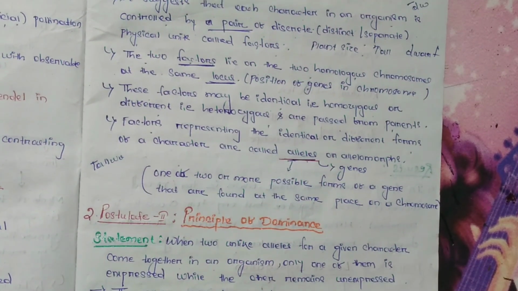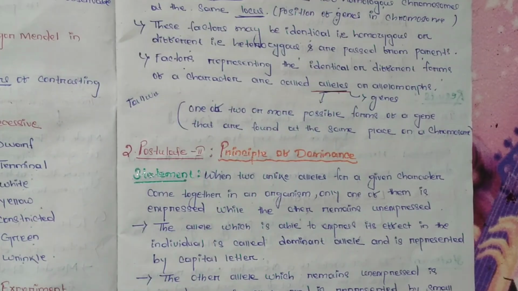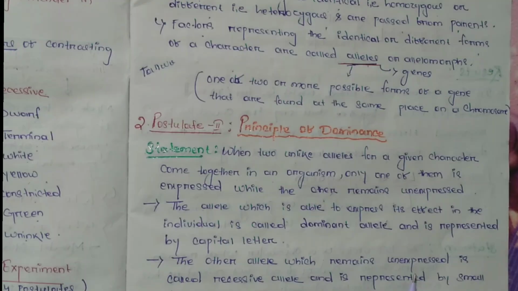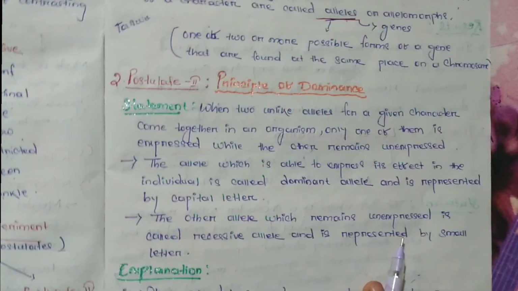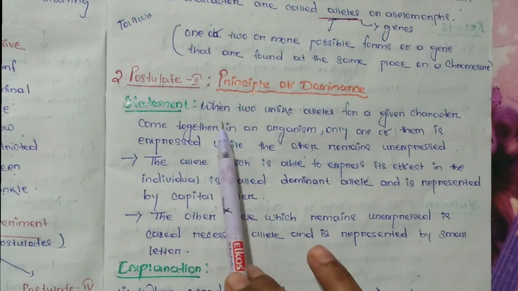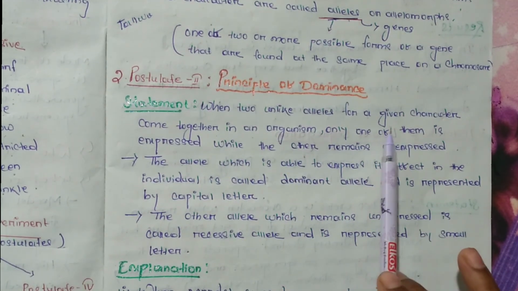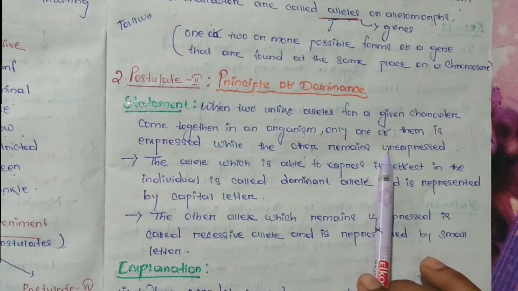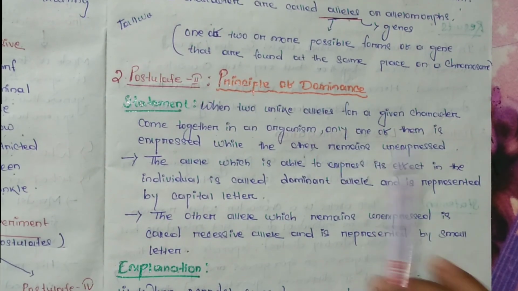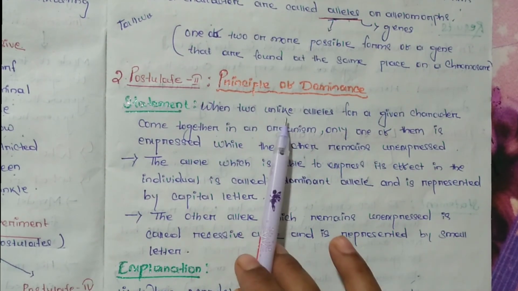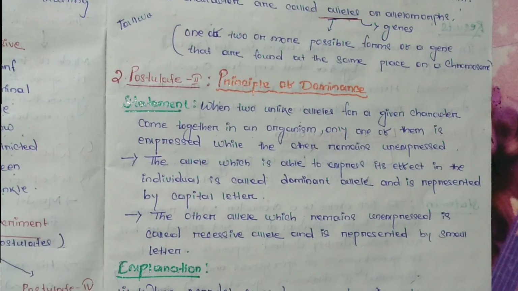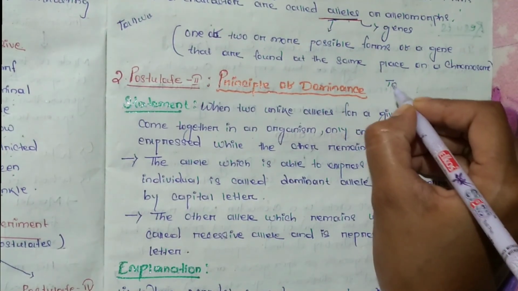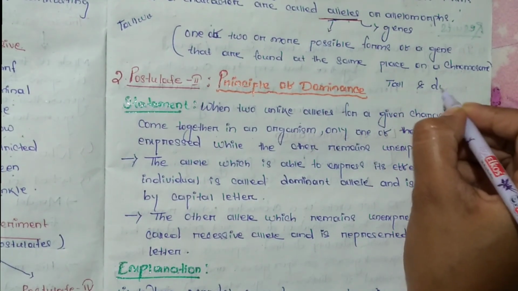Here we say postulate number 2. Postulate number 2 is the principle of dominance. Here is the statement given by Gregor Mendel: when two unlike alleles for a given character come together in an organism, only one of them is expressed while the other remains unexpressed. So it says when two unlike alleles, here tall and dwarf.